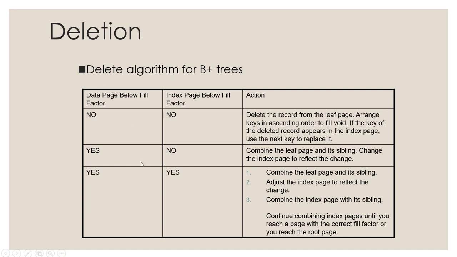Okay, so these are the 3 cases I talked about. Once you delete something and it's still at 50%, that's the easiest. You don't have to do anything. You don't have to merge with someone or borrow from someone or update any index values. It's easy. So this one, you want to try to borrow from a neighbor. If that doesn't work, you want to try to merge with a neighbor.